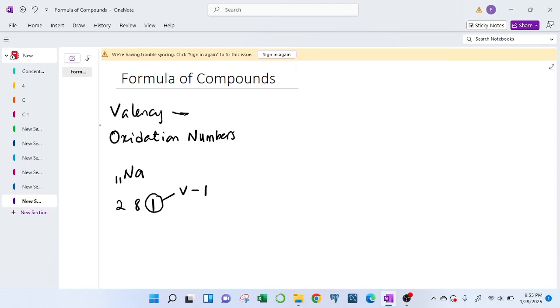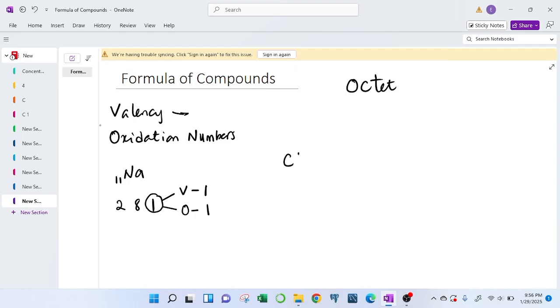And remember again, the target is always octet, or in some cases duplet. But in the case of sodium, it is octet configuration. So it loses 1 electron to become 2, 8, that's sodium ion. However, the point is that it lost only 1 electron. That makes the oxidation number also 1. So you can see in this case, sodium, the valency and the oxidation number is the same.